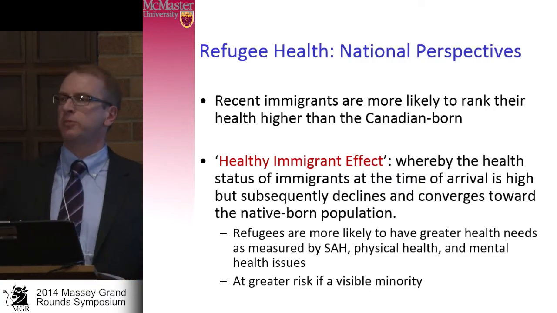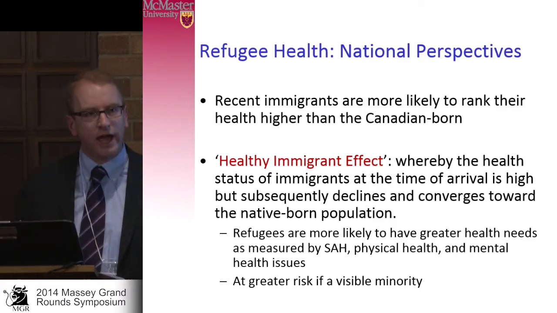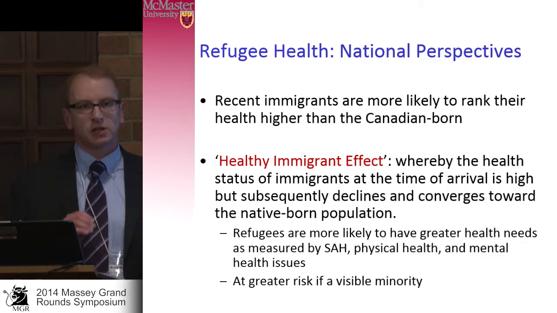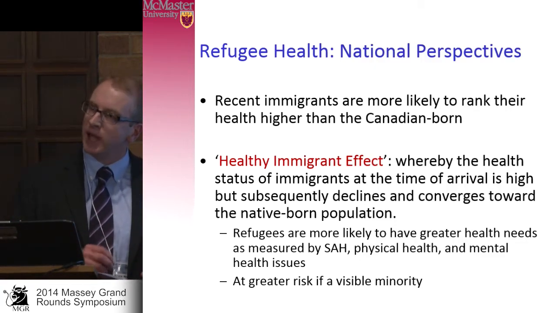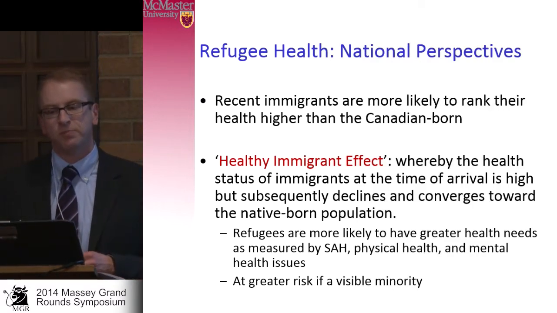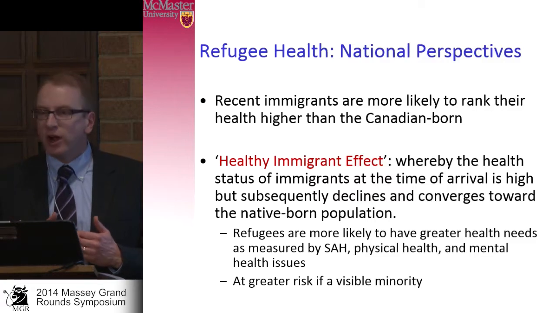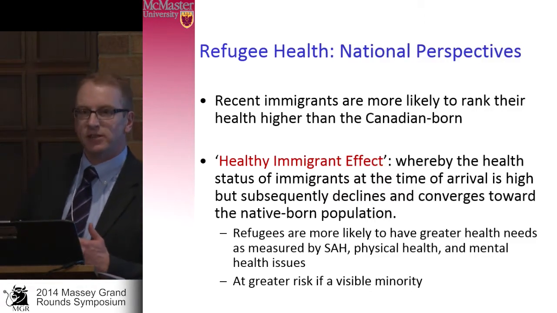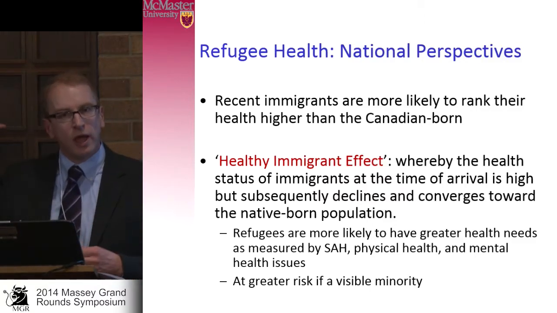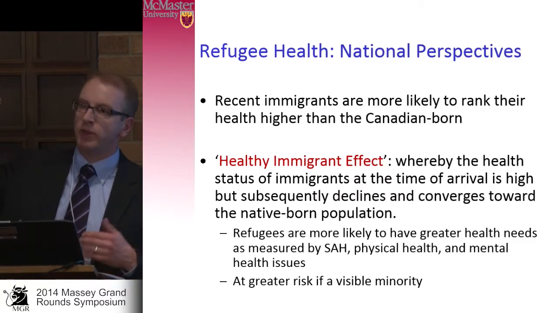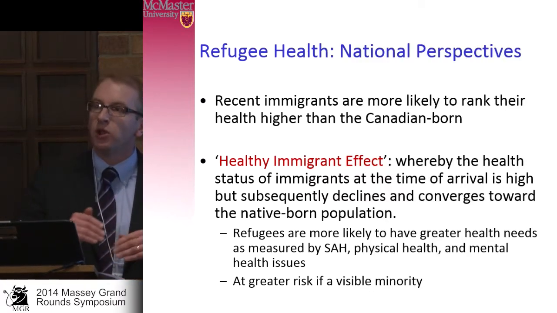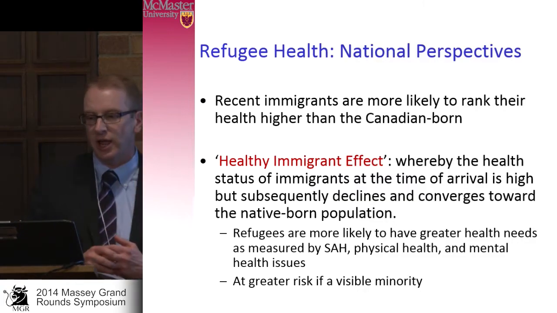So what do we see from a national perspective? And as I say, this is a very high-level, broad perspective. On average, when immigrants arrive in Canada, their health tends to be higher than the typical Canadian-born. But then very quickly, within a very short time after arrival, we start to see that health decline. And this is something that's been called the healthy immigrant effect. So health is high at the time of arrival, but then in general, we're seeing that decline in terms of their health status below that of the average Canadian.